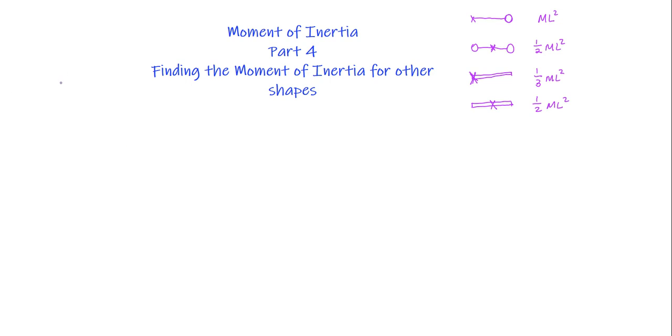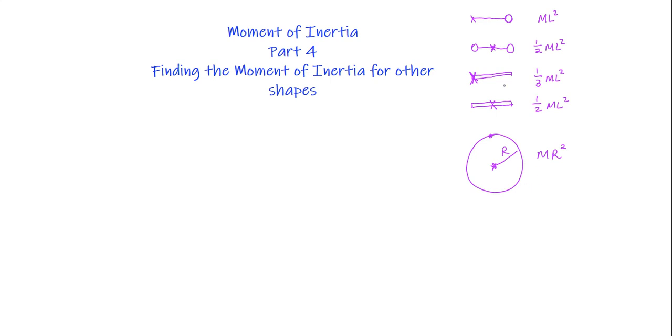Now the first thing we're going to look at here is a ring where all the mass is located at the edge of the rotating object. And again, it's rotating about the center here. So all the mass is located on the edge. So it's really just like this situation, except instead of it being ml squared, because we usually refer to things that are circular in terms of r, we would have mr squared for a ring.